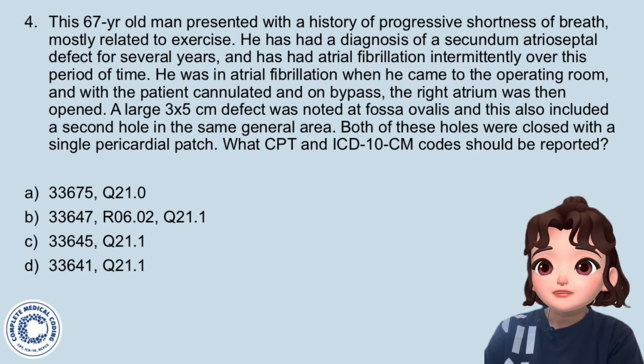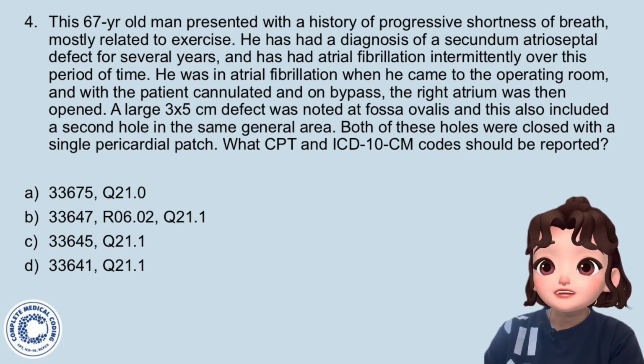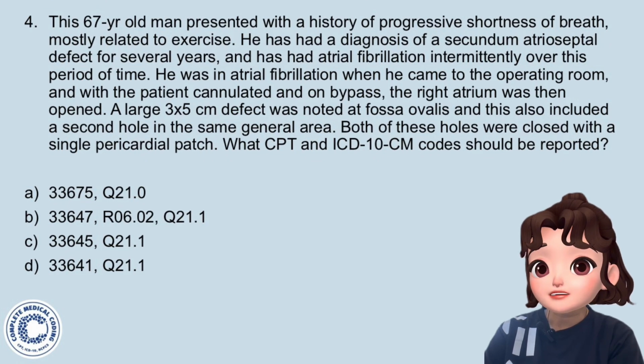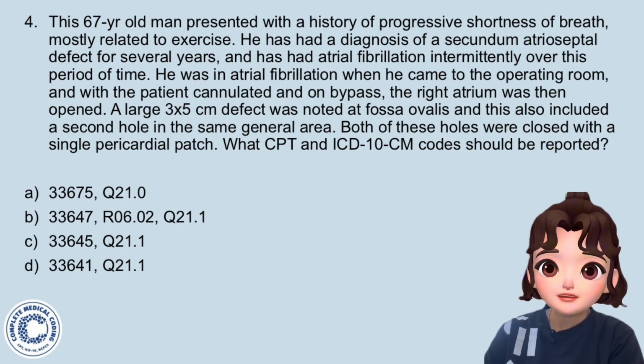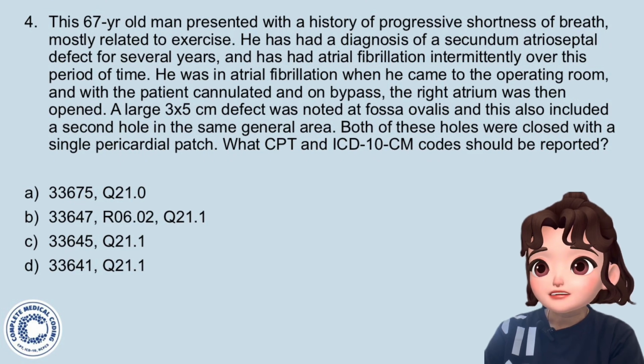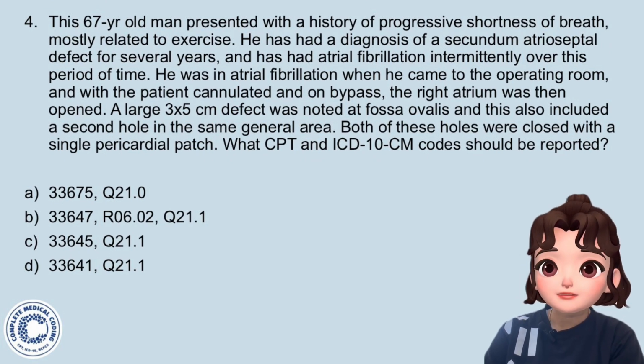So here, what is the diagnosis? Atrial septal defect. And that defect was there for a long time. And now the patient is here for bypass. The patient cannulated and on bypass, yes, the right atrium was opened. That is a procedure: opening of the right atrium and repair of the right atrium, and then both the holes were closed with a pericardial patch. Let's move to the codes. First, let's find out the ICD code.